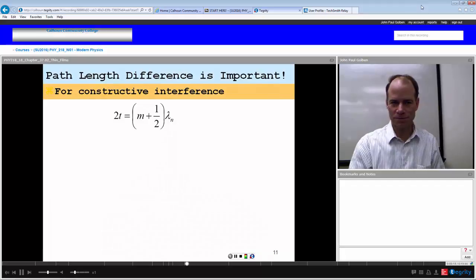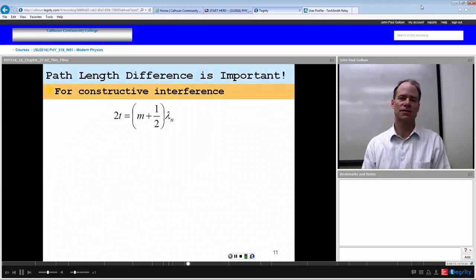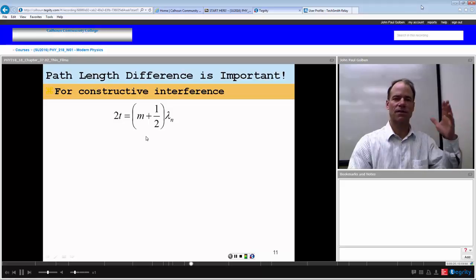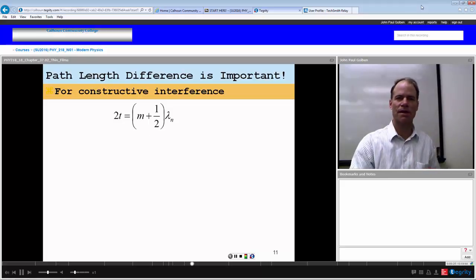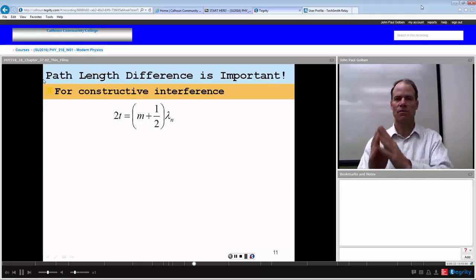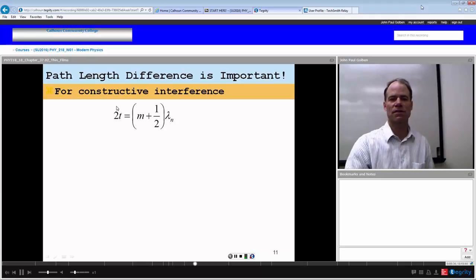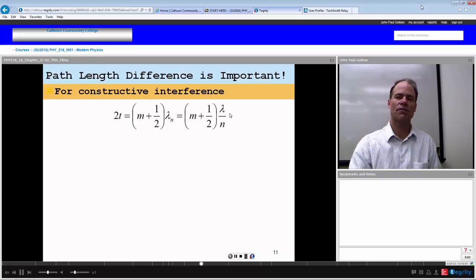All right, so path difference is important. To get constructive interference, since we already have one phase reversal for a thin film, we want the rest of the phase difference to be due to the path, and we want that to be a half wavelength difference so we can get constructive interference when we come out. So we want twice the thickness of the film, 2t, to be equal to an integral number of half wavelengths of the wavelength of the light within the film, within the medium. That's going to be lambda sub n. So that's going to be an integral number of half wavelengths.